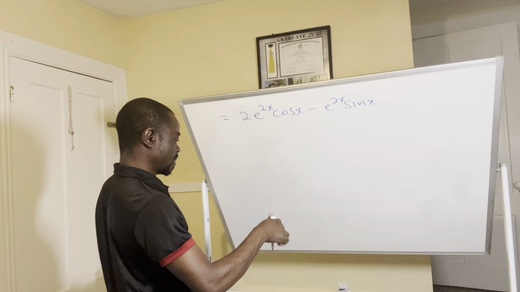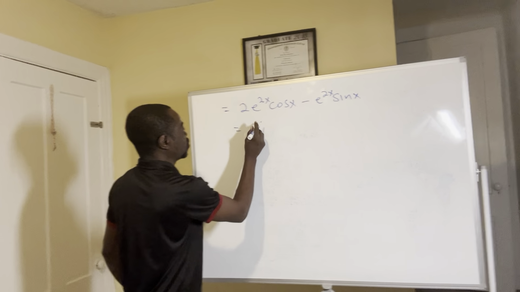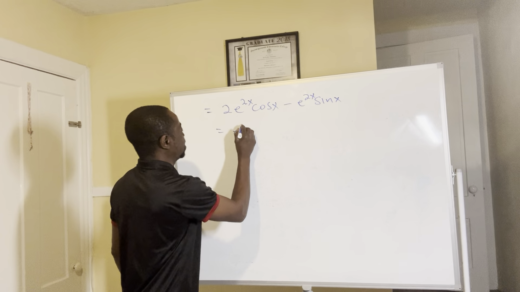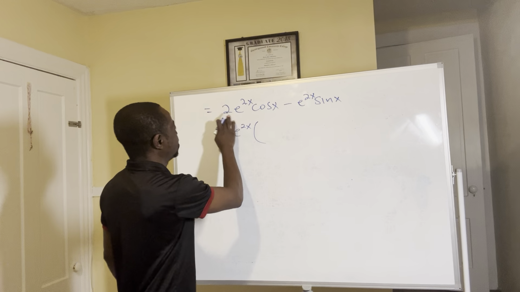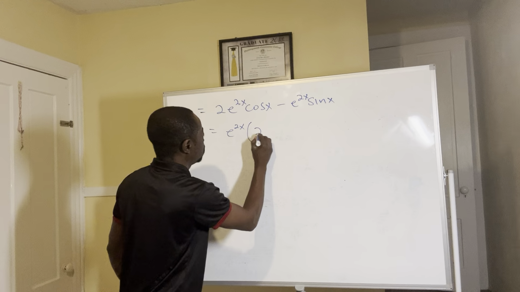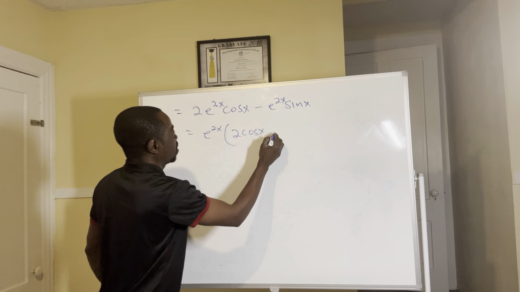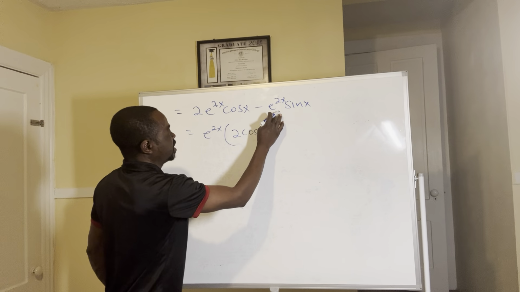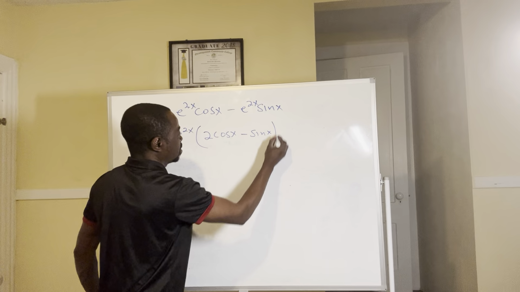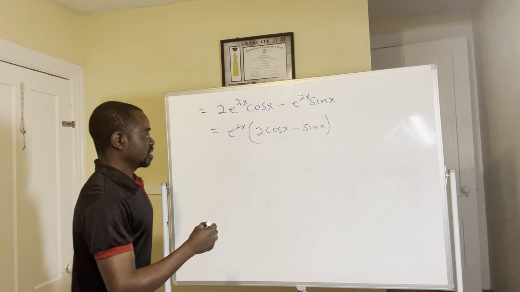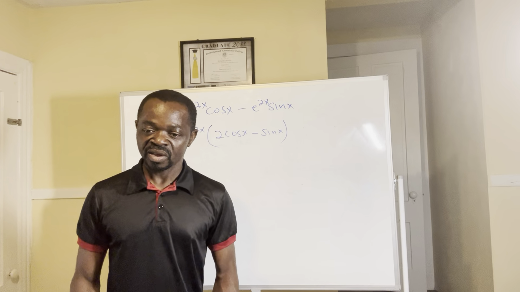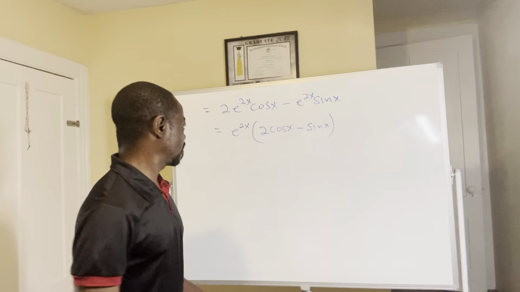All right. So let's bring the e to the power 2x outside. If we take e to the power 2x out of the first term, what is left is 2 cos of x, and then minus, if you take e to the power 2x out, only sine of x is left. Right, that is our final answer. And let's move to the second example.